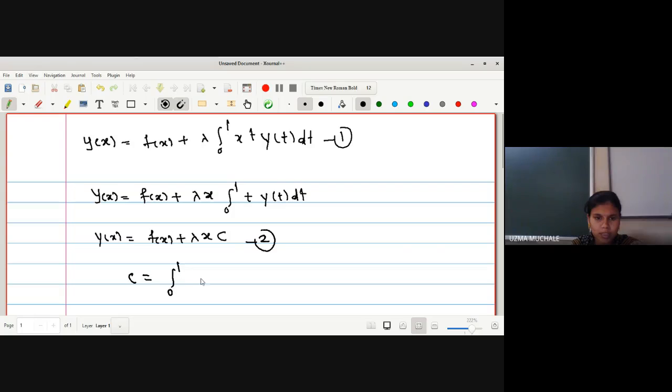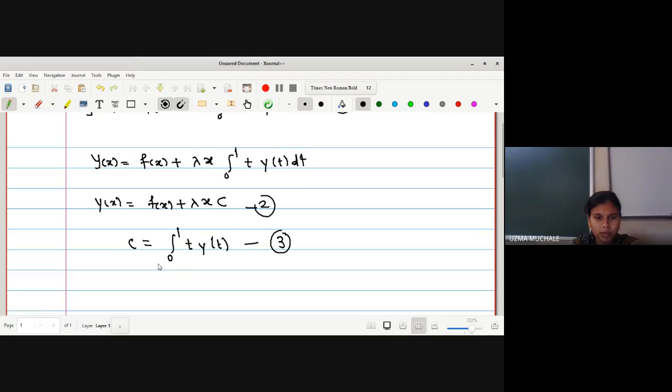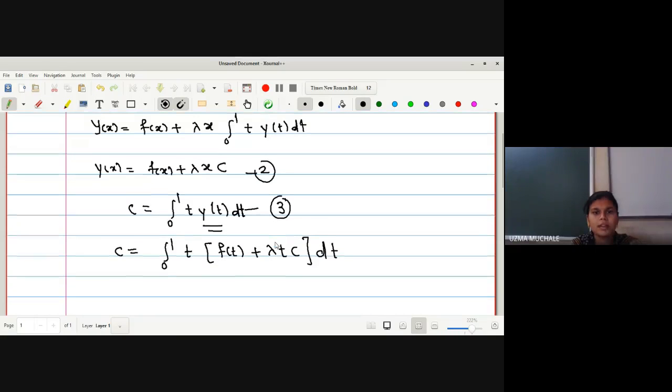What is the value of c? Integration 0 to 1 t y of t dt. This is your equation number 3. Correct? What you have to do is put the value of y of t from your equation 2 so that we can find out the value of c. So here we can put it as f of t plus lambda t into c, integration with respect to t.